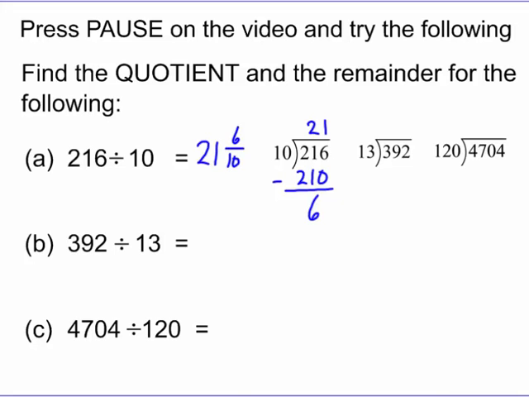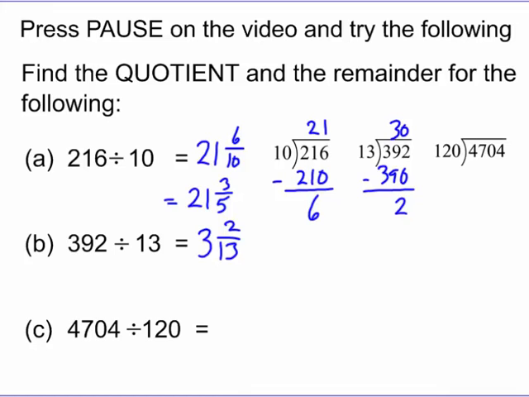Now, depending on where you are with your fraction knowledge, you may also write this as 21 and 3/5. So I've used the lowest term fraction. Carrying on to the second one, how many 13s fit inside 392? Well, I can see pretty quickly there are 30, and that gives me my 390. When I subtract those, I have 2 left over. So I have 30 full units and 2 out of 13 partial units.